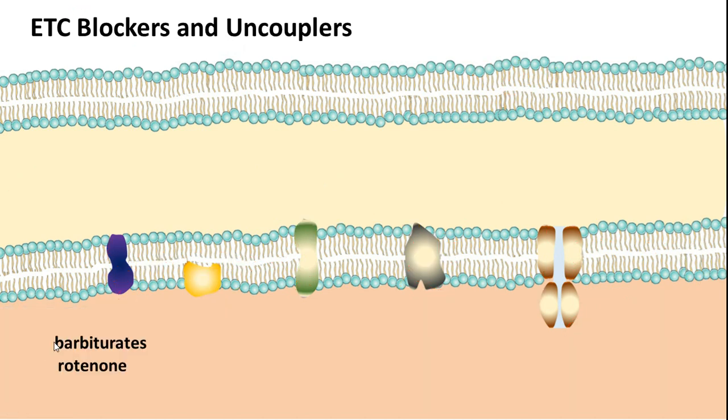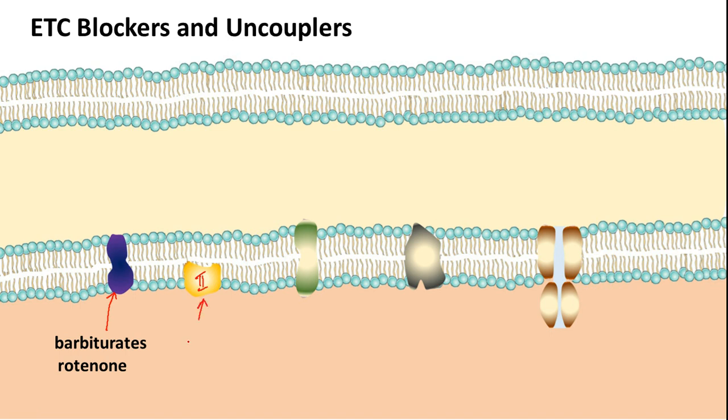For complex 1, we have two very important chemicals here, barbiturates and rotenone. These are the two chemicals which are going to block the NADH ubiquinone oxidoreductase enzyme system, so that the electron transport chain can be blocked in complex number 1. So what is complex number 2? This is nothing but succinate dehydrogenase enzyme.